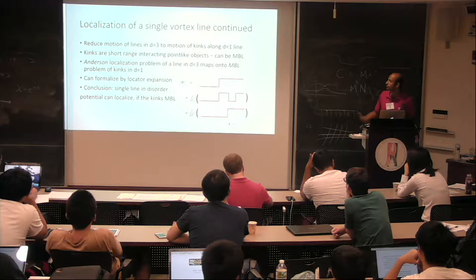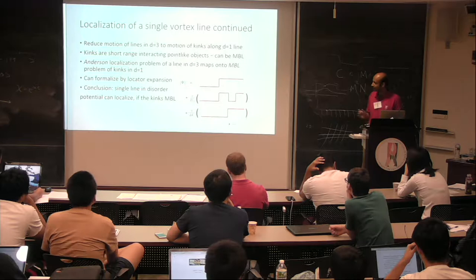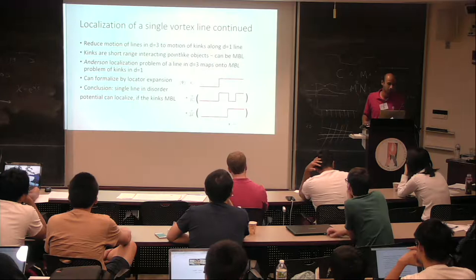And what you can show is you can actually map the problem of a single vortex moving in 3 dimensions to a many-body localization problem of point-like kinks moving in 1 dimension up and down the vortex line. And you can formalize it both by locator expansion and by some strong disorder RG approaches, and you can convince yourself that for strong enough disorder, a single vortex line moving in 3 dimensions can be localized.